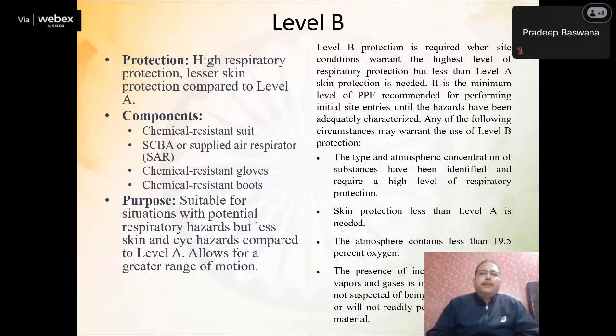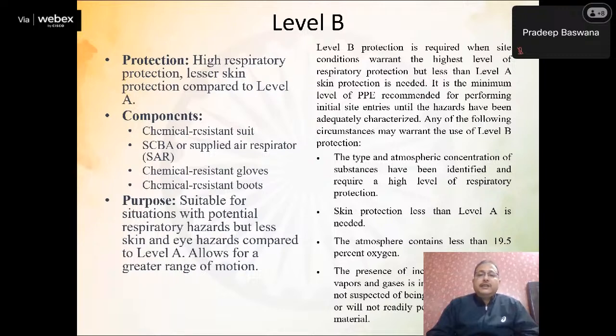It is the minimum level of PPE recommended for performing initial site entries until the hazards have been adequately characterized. So whenever you are able to characterize, then only we will recommend the utilization of level B PPE. Any of the following circumstances may warrant the use of level B protection. First, the type and atmospheric concentrations of substances have been identified and require a high level of respiratory protection.